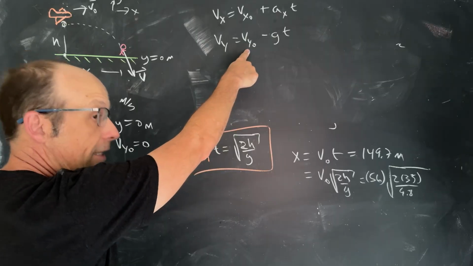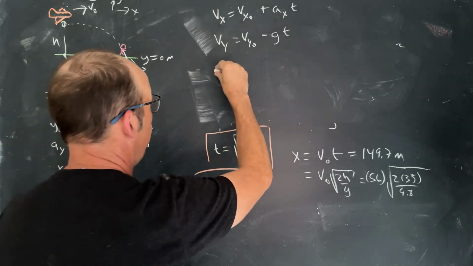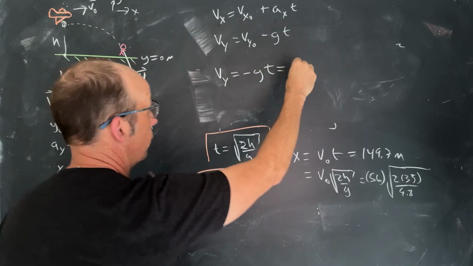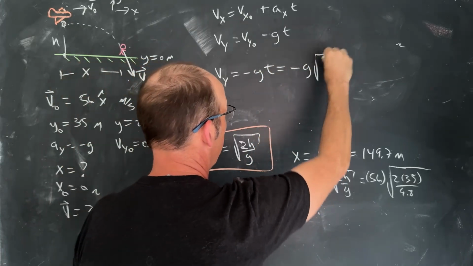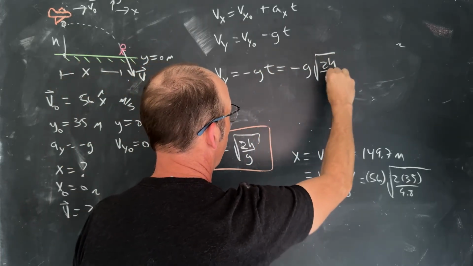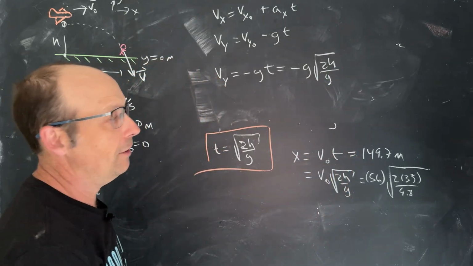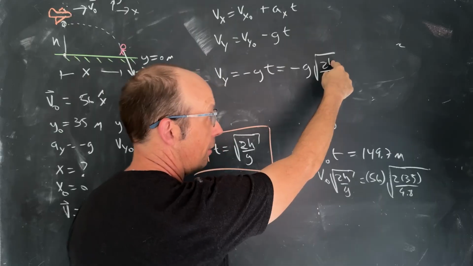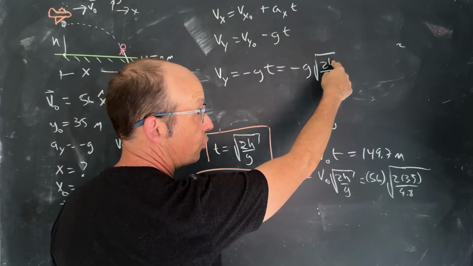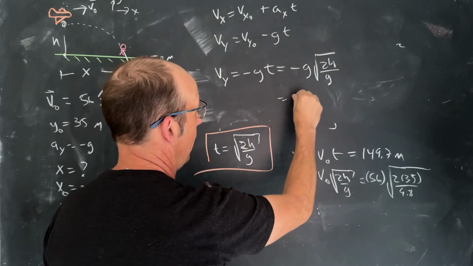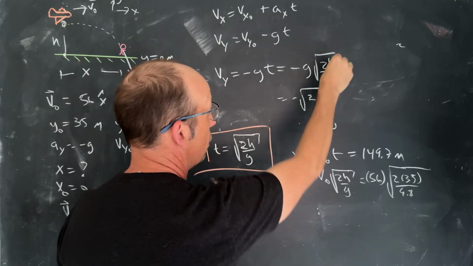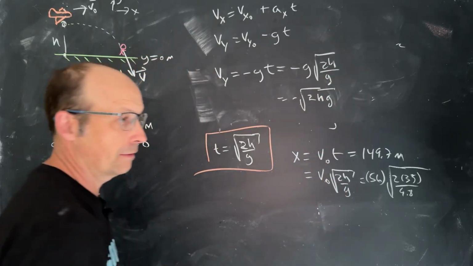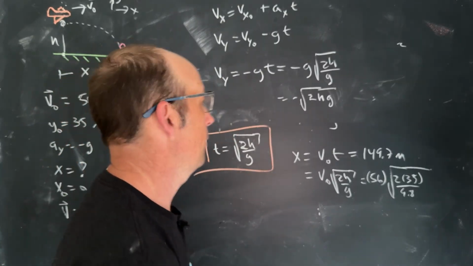Well, I know the initial y velocity is 0, so I can find the final y velocity as negative gt. So it's going to be negative g times the square root of 2h over g. Now, if you want, you can do little tricks here, right? Because I can bring this in to the square root, as g squared, and then I get negative the square root of 2hg. You don't have to do that, but.